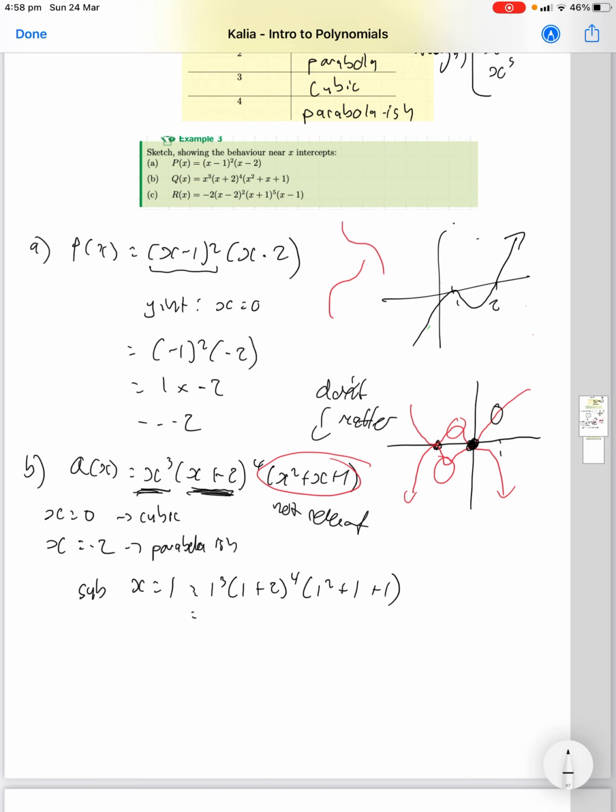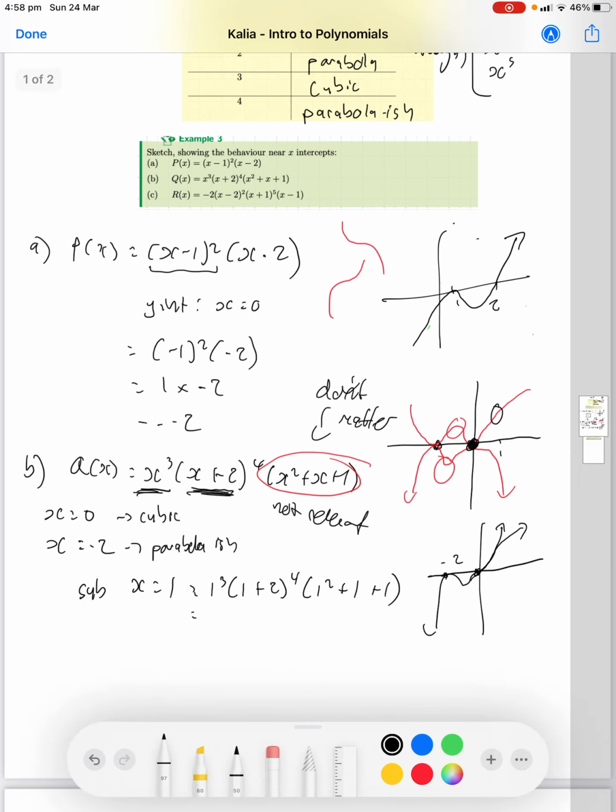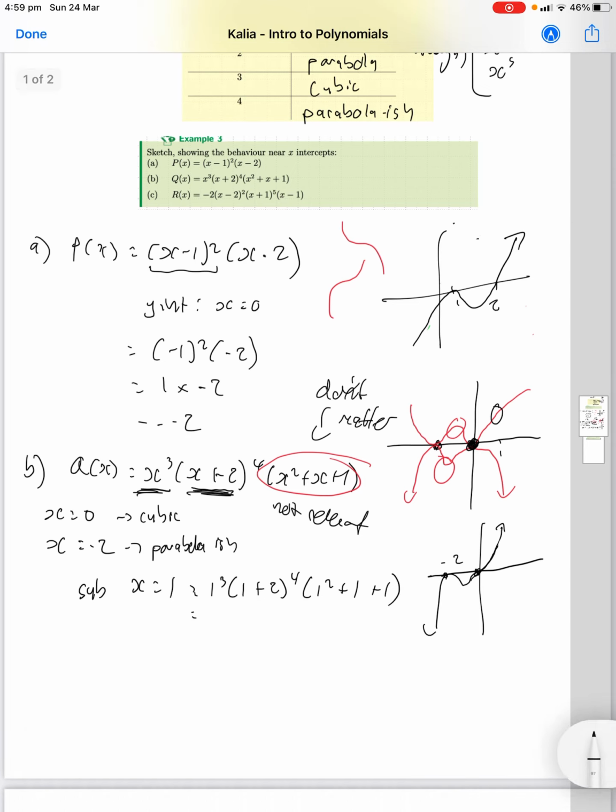So because when it's 1, it's going to be positive, my graph is going to end up looking like this: cubic through there, and then down like there. So there's 0, there's negative 2. It's going to look something like that. Yeah, maybe a little bit more like that, because it's a rough graph, but that's life. There we go. Beautiful.